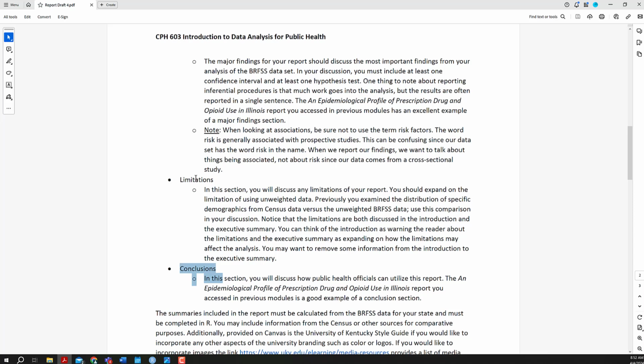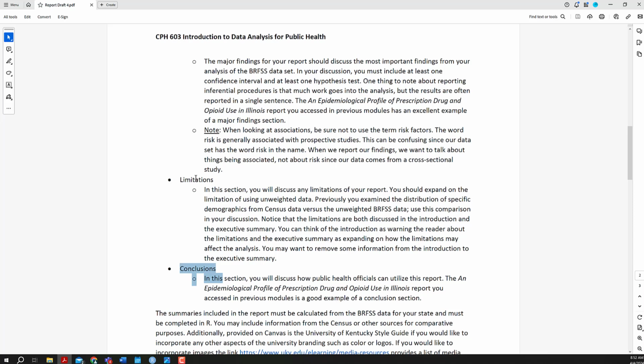The next section will be the limitations. Anytime that you do data analysis, there are always going to be limitations. So that's not necessarily a bad thing, it's just something that we want to be really transparent about, that there are always going to be limitations whenever we analyze data. Specifically for your report, you're using unweighted data, which is a limitation. So here you'll want to talk about the use of unweighted data and why that's going to be a limitation.